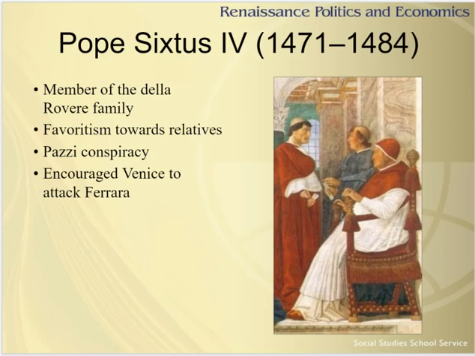In 1481, he encouraged Venice to attack the small city-state of Ferrara, hoping that once the Venetians won, he would be able to put another nephew of his in charge there. His plan failed, however. He died in 1484. So, very expensive nepotism pope, putting his own family all over Italy in very important positions, in charge of cities, in charge of church positions.